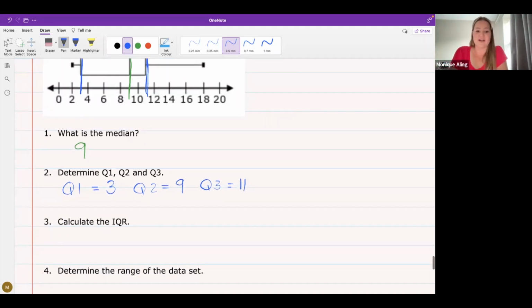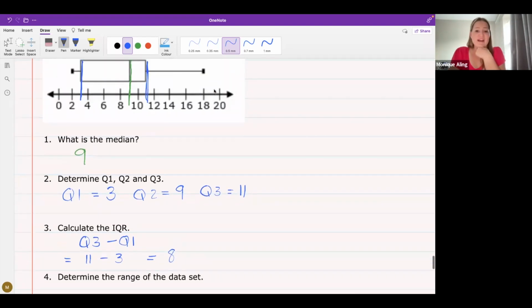And therefore calculate the IQR, which is quartile 3 minus quartile 1. So 11 minus 3 gives us 8. Nice. Can see you guys beat me to it.